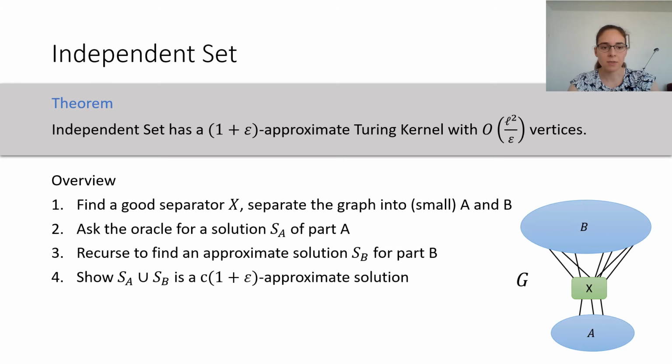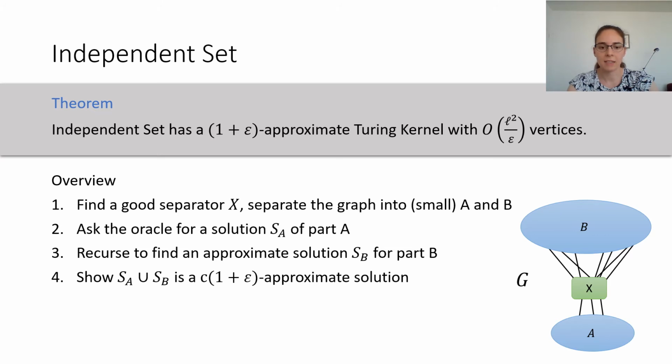So the plan is as follows. First of all, we're going to find a separator in our graph, and that separator is going to separate the graph into two pieces, A and B. We will do that in such a way that part A is quite small, such that in the next step we can ask the oracle to find a solution of part A. Then we simply apply the algorithm recursively to also obtain an approximate solution for part B.